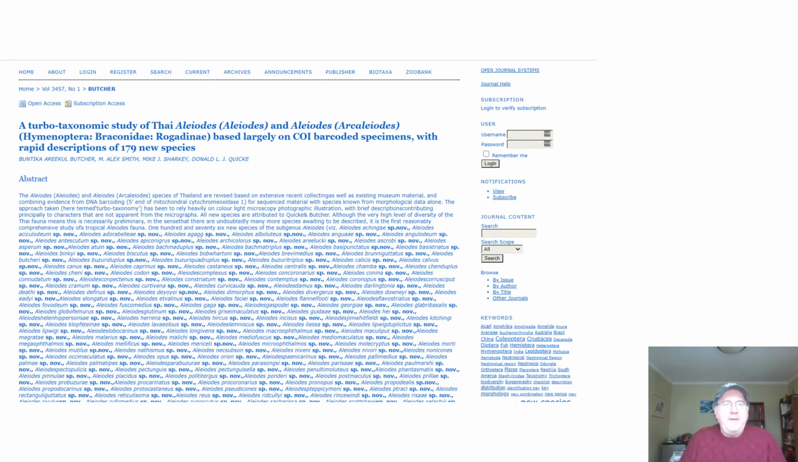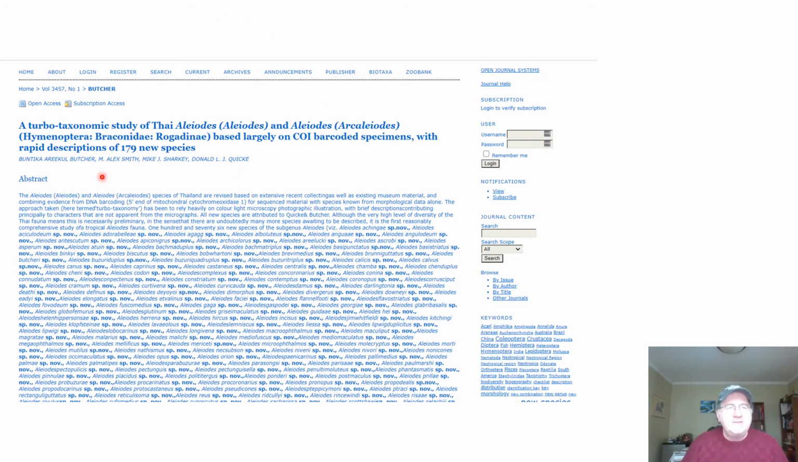Well, here's a couple of slides showing papers with a proposed solution to that. This one was published a few years ago. I'm looking for the year. I can't remember it off the top of my head. I think it was only like 2 years ago. By colleagues, I know most of these people. A turbo taxonomic study proposing ways to get past the taxonomic impediment. And the method they propose to do it is CO1 barcoded specimens with rapid descriptions of all the species.